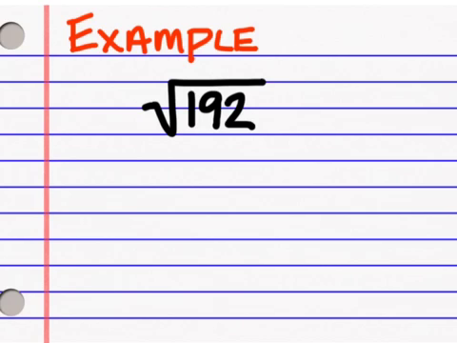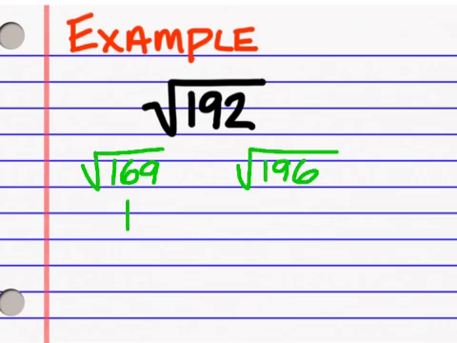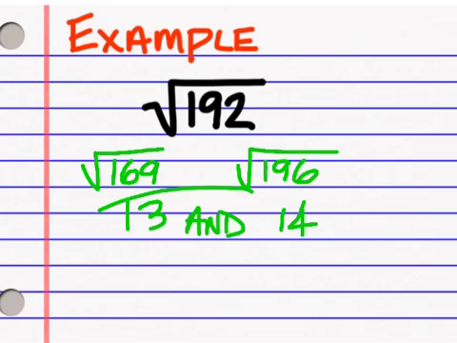And example number 2. The two perfect squares that 192 will fall between will be 169 and 196. The square root of each is 13 and 14.